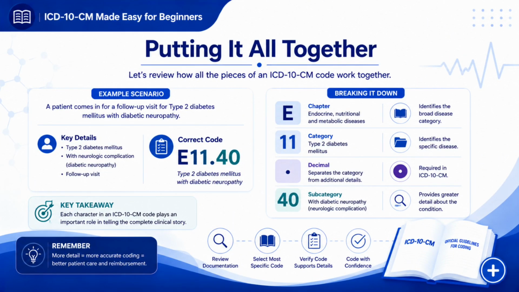A patient visits the provider who documents type 2 diabetes mellitus with diabetic neuropathy. The medical coder reviews the provider's documentation and assigns the ICD-10-CM code E11.40. This standardized code accurately represents the patient's diagnosis and demonstrates how additional characters provide greater detail and specificity.